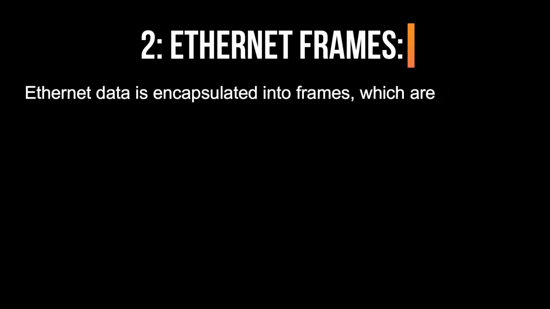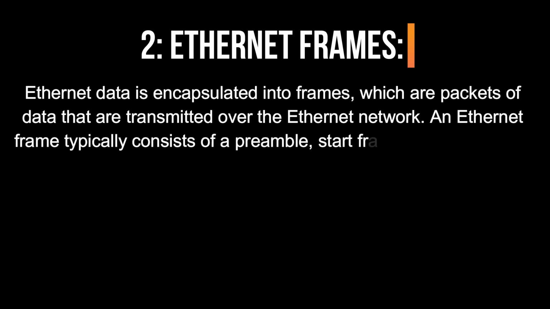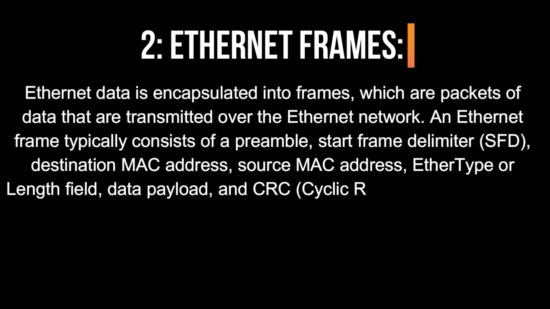2. Ethernet frames. Ethernet data is encapsulated into frames, which are packets of data that are transmitted over the Ethernet network. An Ethernet frame typically consists of a preamble, start frame delimiter, SFD, destination MAC address, source MAC address, EtherType or length field, data payload, and CRC, cyclic redundancy check, for error detection.